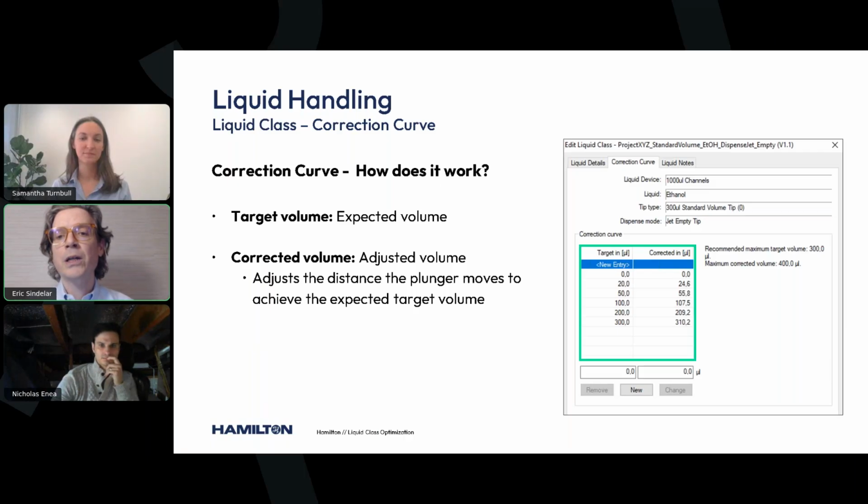You'll see that it has a correction volume of 24.6 microliters. Now, this doesn't mean that when you tell the system to pipette 20 microliters, it'll pipette 24.6 microliters. What this means is that the plunger will increment in order of what it considers 24.6 microliters to be, but physically only 20 microliters is picked up.